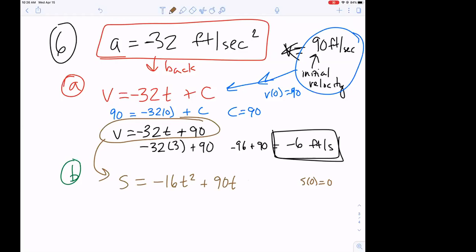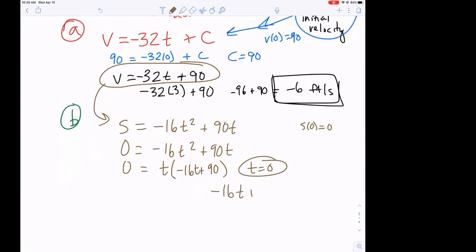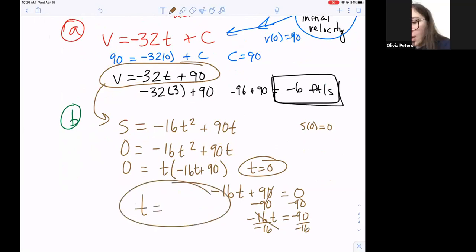And then Olivia's totally right. Then we plug in 0 for this and just solve for T. And I think the easiest way to do that, to be honest, is to pull out a T. Because then we have this and we can just set both of these equal to 0. So at time 0, it's on the ground. And then if we solve this guy, that's also going to be what's on the ground. So I'm going to subtract 90, divide by 16. Anybody want to take 90 divided by 16 for me? Or Olivia, give us because you had it already. I had 5.6. Yeah.